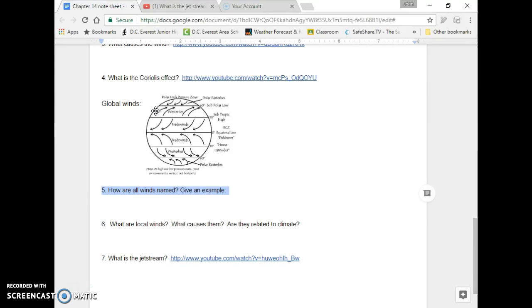So from the west is why they're named the westerlies. Okay. Up here we have what are called the polar easterlies. So these winds blow from east to west. Okay. If you live near the ocean, you would experience a daily phenomenon called sea breeze and land breeze.